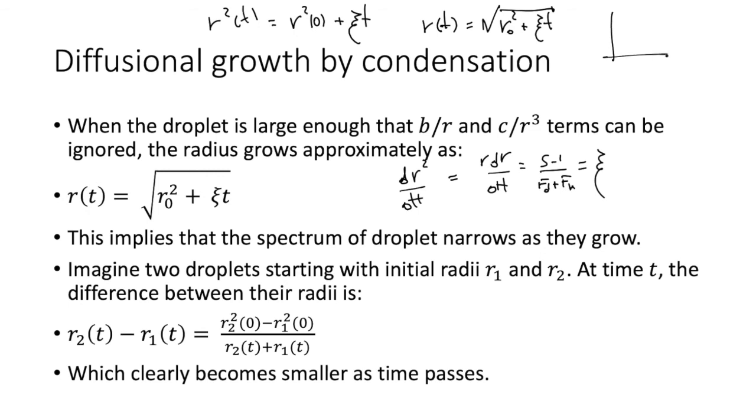which also suggests that the radius as a function of time grows as a square root, which means that its growth slows down as the droplet gets bigger or older.